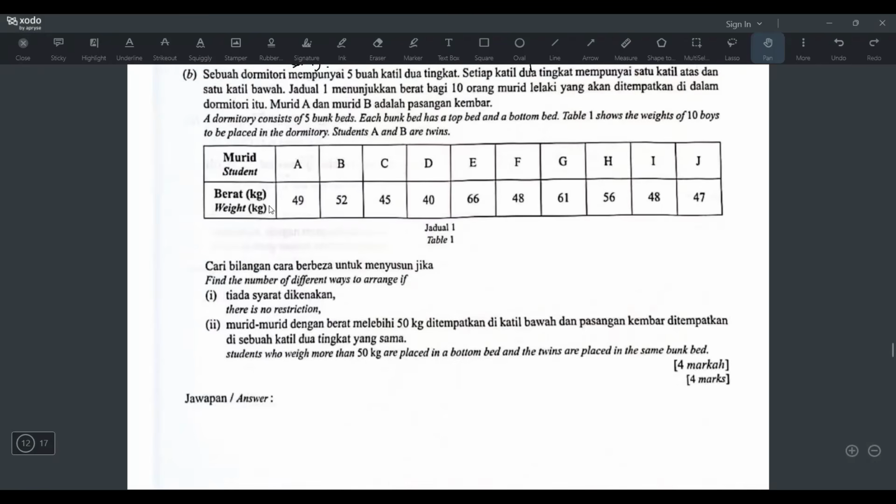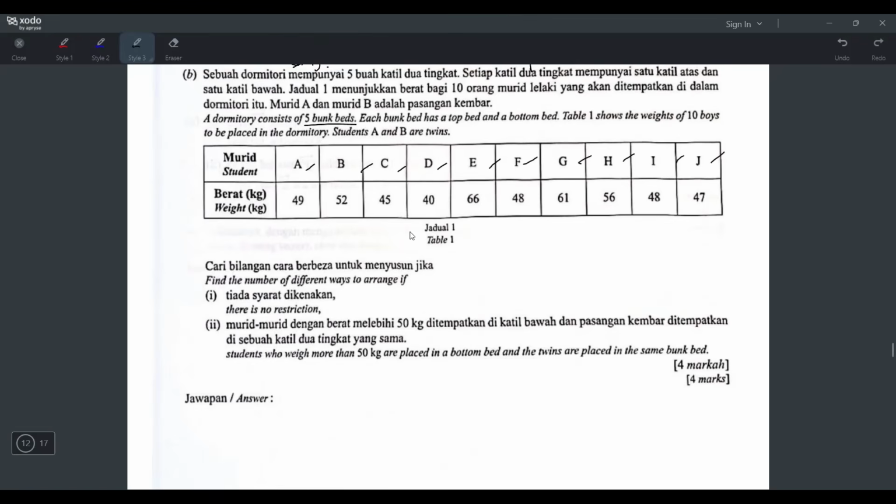Okay, let's do B. All right. A dormitory consists of 5 bunk beds. Okay. Each bunk bed has a top bed and a bottom bed. Table 1 shows the weights of 10 boys to be placed in the dormitory. Students A and B are twins. So you have how many students? 1, 2, 3, 4, 5, 6, 7, 8, 9, 10 students. And all have different weights. Okay. Some is like 66 kg, some is 40 kg.